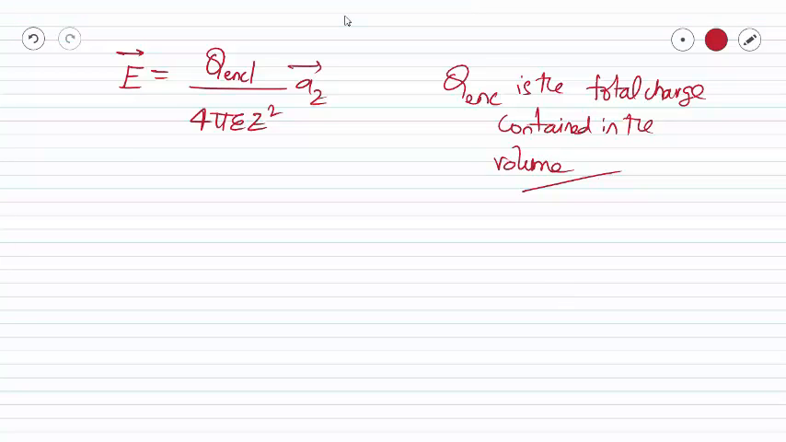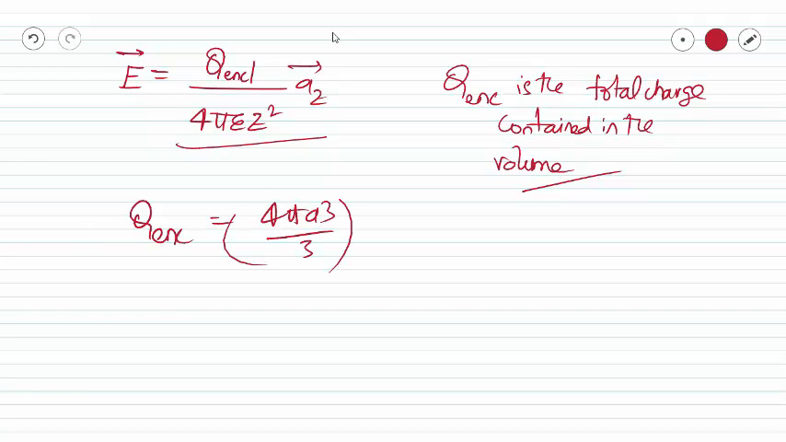This is the final expression. So electric field intensity due to volume charge distribution is given by q enclosed by 4 pi epsilon z square a z bar. Now some of the important things to remember here: this is the q enclosed by the volume. Don't confuse it with a point charge. Because in this case we have taken the volume as a sphere with radius a, the q enclosed is equal to 4 pi a cube by 3 into rho v, where rho v is the volume charge density.